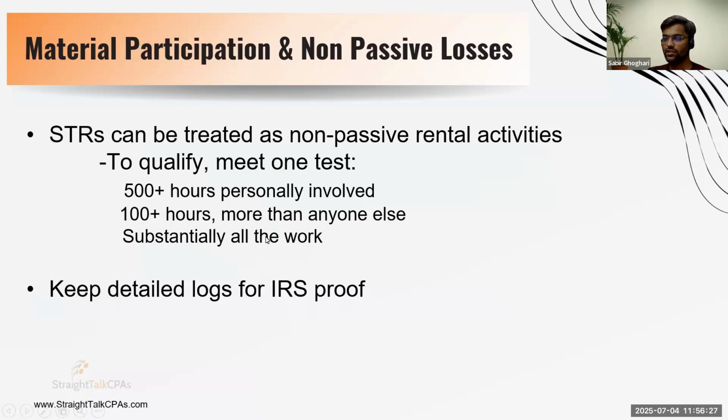And the third one is substantially all the work. It is like if you are not fulfilling 100 hours, and nobody else is putting in more than 1 hour. Your property is such that you can only put in 30 hours and nobody else puts in any hours, then you can term it as substantially all the work. But this is very much a gray area. I would suggest you go for the second one, 100 hours and more than anyone else. For the entire year, in 365 days, you will easily be able to put in the 100 hours.